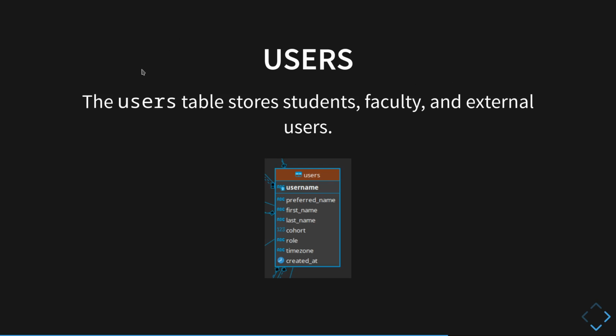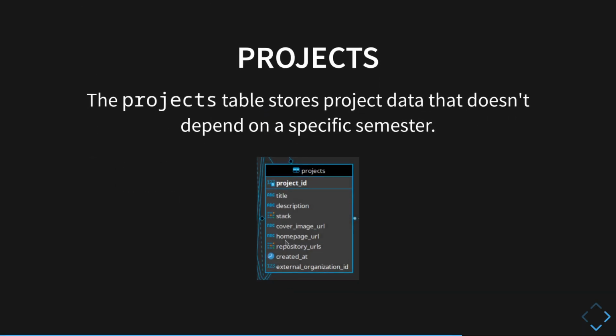And you can see here, this is user data that doesn't change based on the semester. Their name, their cohort, their role is whether they are a student, faculty, external, etc. Their time zone, all of that. Of course, we need a projects table, probably most important to RCOS. And this stores project data that doesn't depend on a specific semester as well. You can see the theme here, right? We have some tables that store data about entities that should be true all the time, or updated sometimes, whatever, but their values don't depend upon a specific semester.